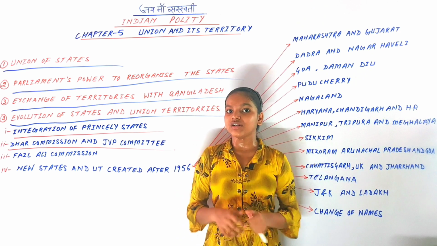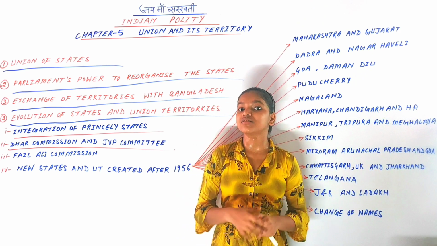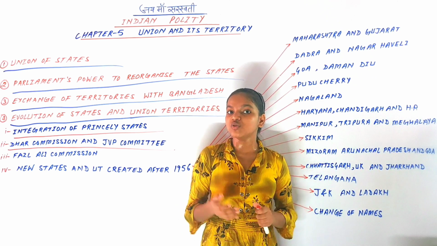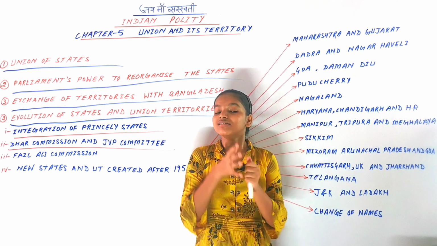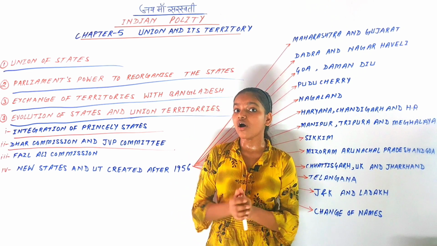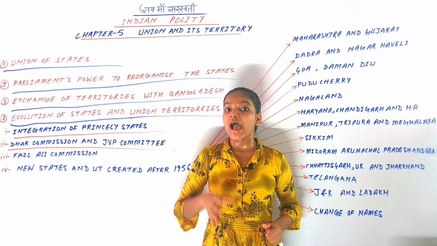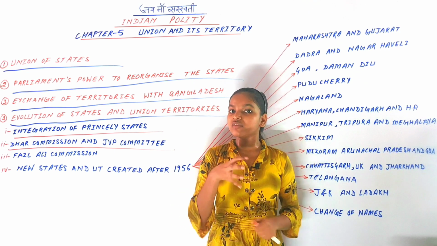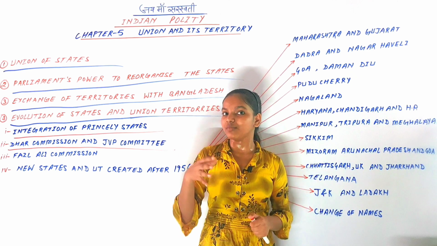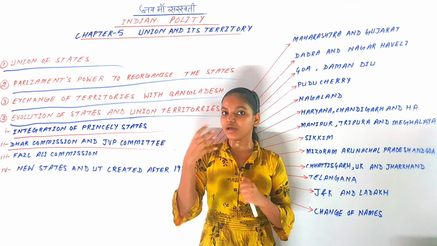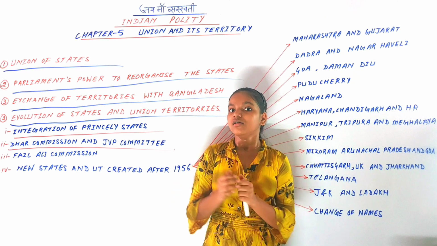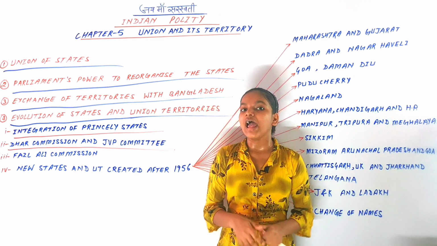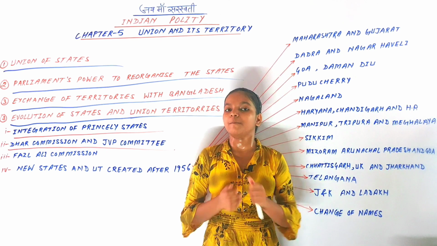In 1948 the Dhar Commission was appointed, and it recommended that states should not be separated on linguistic factors. After that, the JVP Committee was appointed. The JVP Committee consisted of 3 members: Jawaharlal Nehru, Vallabhbhai Patel and Pattabhi Sitaramayya. J for Jawaharlal Nehru, V for Vallabhbhai Patel and P for Pattabhi Sitaramayya.